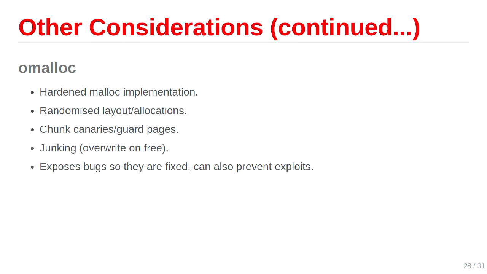We also have a thing called OpenBSD malloc, which is basically a hardened malloc implementation, has randomized layouts and allocations with things like chunk canaries and guard pages. You can enable junking so it will actually overwrite on free, and this allows you to find bugs quickly so that they're fixed, which also prevents exploits.